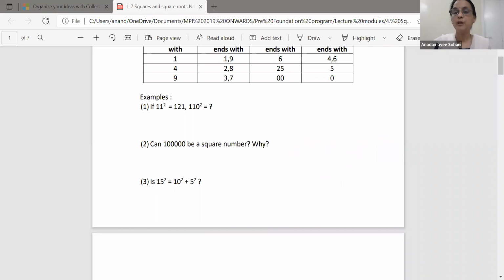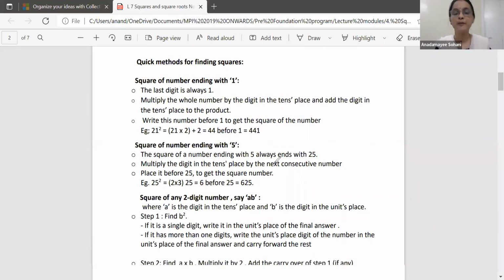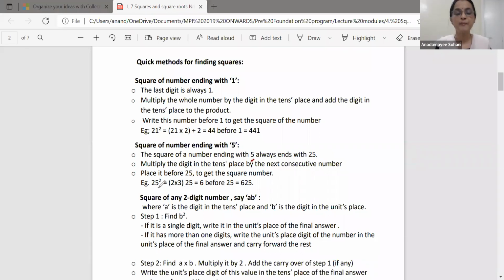Now I already told you how to find the square of numbers ending with 5. Take any number ending with 5, and if I have to find its square, I will simply write, for example, take 25 square. I will write 25 because the number is ending with 5. Then what remains after 25? 2. I will multiply 2 by the next number 3. What is 2 3s? 6. So I will write 6 before 25.